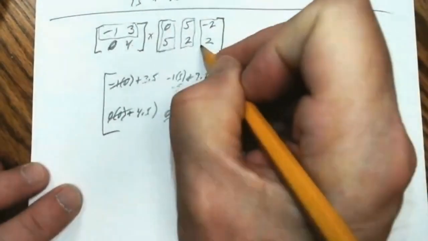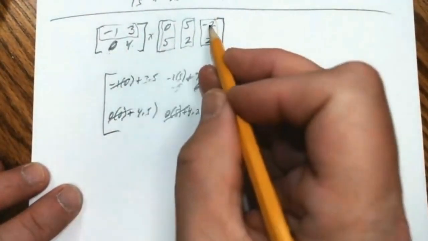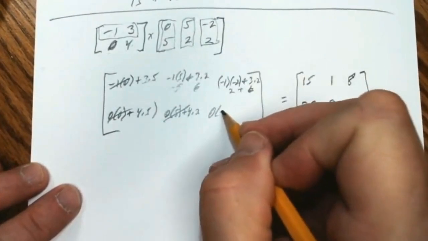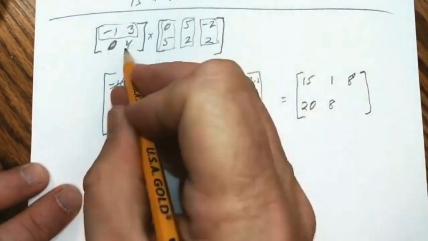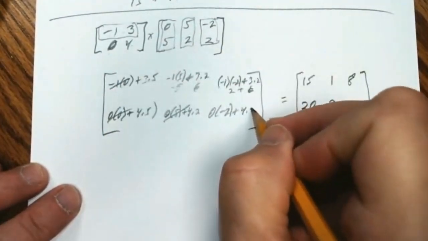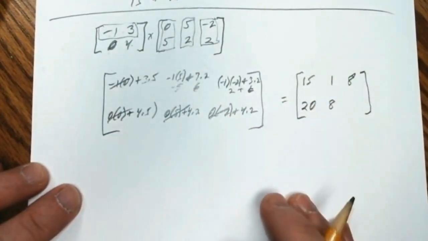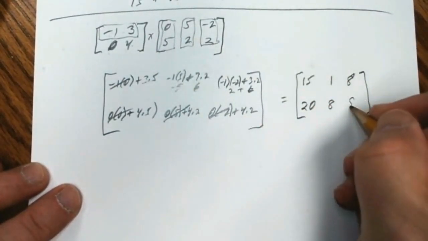Now the last column. 0 times -2 plus 4 times 2. Well, again, that's 0. 4 times 2 is 8.